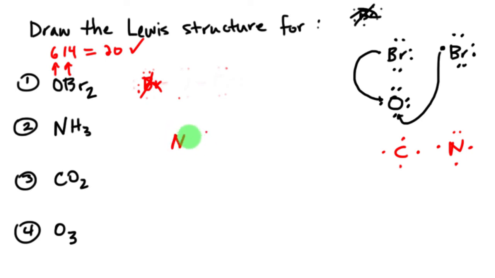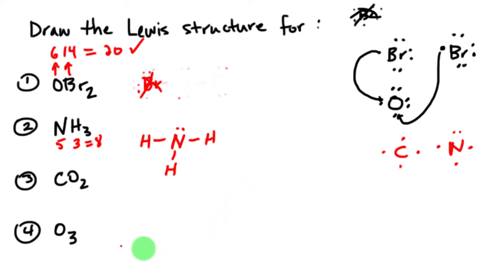Now ammonia. Nitrogen in the middle, hydrogens all around. I have 5 valence electrons from the nitrogen. I have 3 from the hydrogens, so I have a total of 8 valence electrons to use. 2, 4, 6, 8. And there's my Lewis structure.